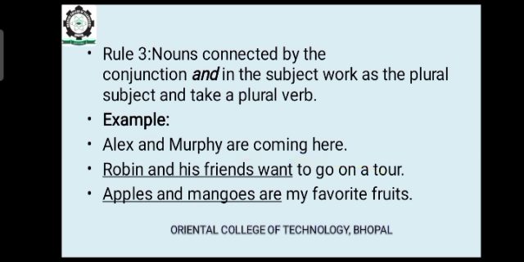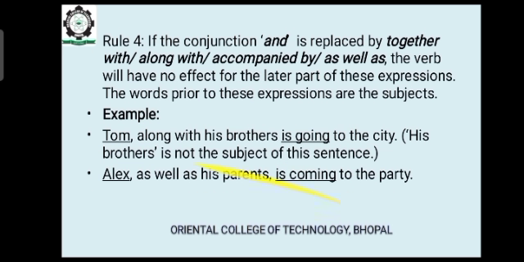Rule number 3. Nouns connected by the conjunction and in the subject work as the plural subject and take a plural verb. Example, Alex and Murphy are coming here. Robin and his friends want to go on a tour. Apples and mangoes are my favorite fruits. Rule number 4.